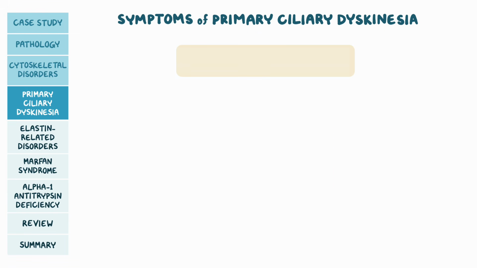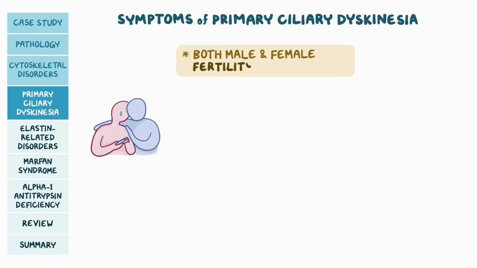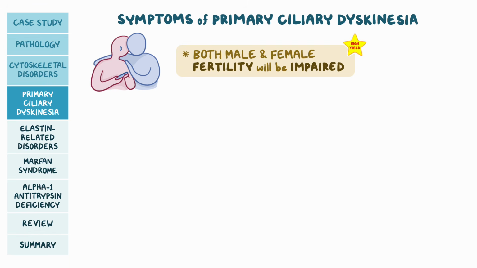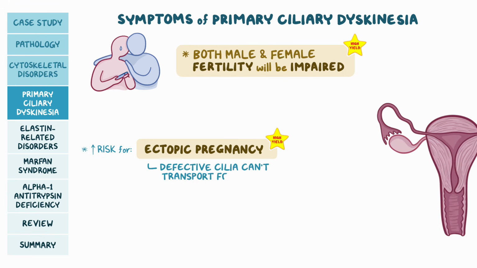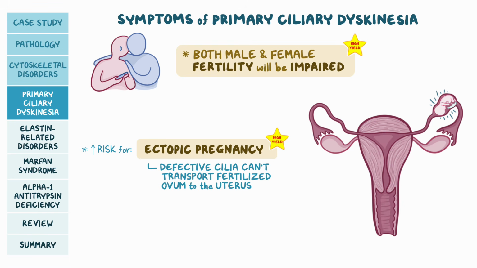In the reproductive tract, both male and female fertility will be impaired. For your exams, keep in mind that individuals with primary ciliary dyskinesia are also at an increased risk for ectopic pregnancy. That's because the defective cilia won't be able to transport the fertilized ovum to the uterus, so it may implant in the wall of the fallopian tube.